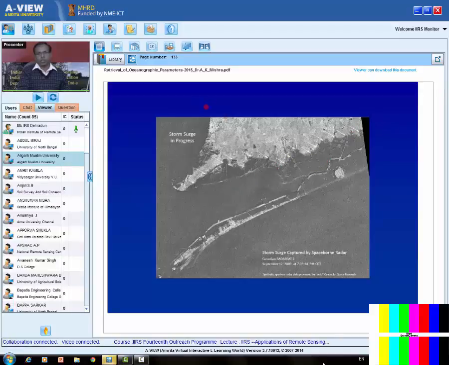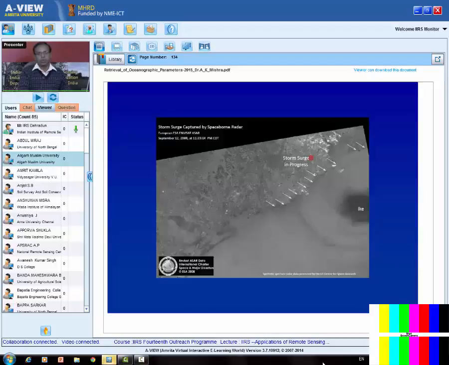So the storm surge phenomenon is due to the low pressure of the cyclone, as well as due to the tidal elevation, wind setup, and wave setup near the coast. And you can see here the progress of the cyclone. This is the eye of the cyclone, along with the storm surge water progressing toward the coast.